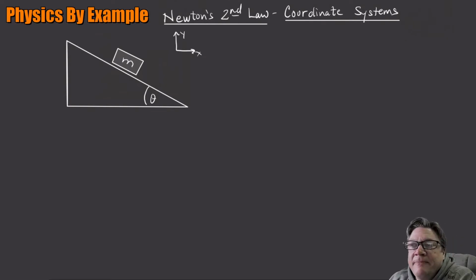X and Y. Looks like that, right? X to the right, Y is up. But what you'll be told is to solve this problem, you should twist your coordinate system so that the X runs down the plane and then the Y is normal to the plane like that. And that's right, that's what you should do. But there's really rarely a good explanation given as to why you should do it that way. What happens if you don't?